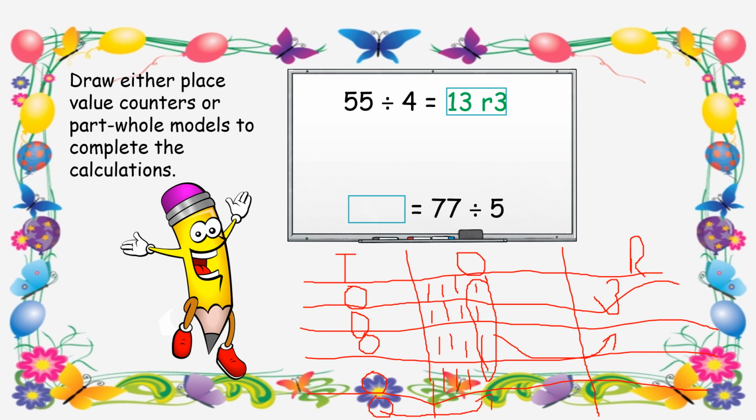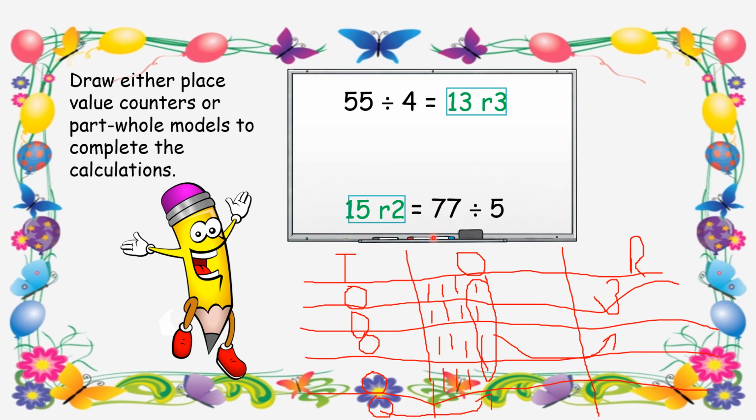Welcome back. How did you get on? What answer did you get? Was this your answer? If this was your answer, I want to say well done to you. That is correct, because I know that I have 7 tens and 7 ones in 77. So how many times can 5 go in 7? 5 can go in 7 one time, remainder 2.